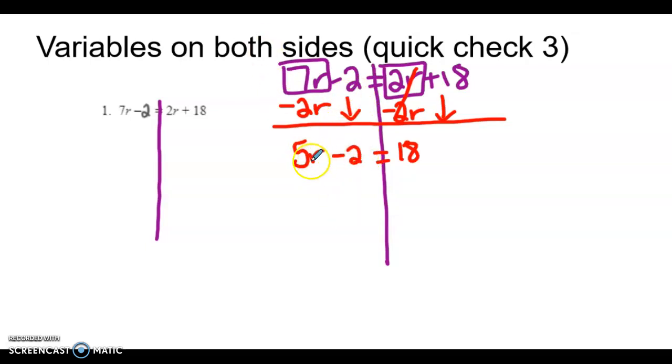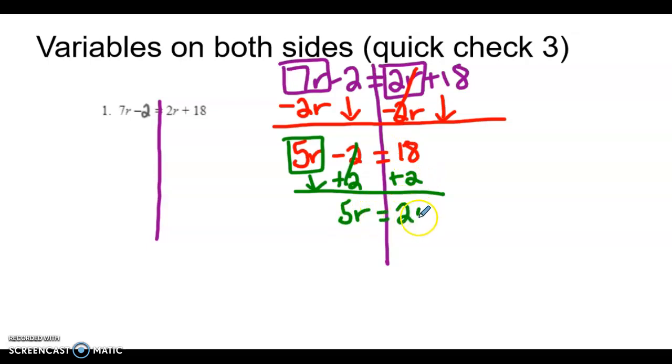All right, I still like to box off that letter because that's just a visual cue for me to remember to get rid of whatever else is on the same side that's not in the box. So right now I need to get rid of a negative 2. The opposite of subtracting would be to add. So I'm going to add 2 to each side. The 5R will come straight down. And 18 plus 2 is 20. I'm just going to simplify that.